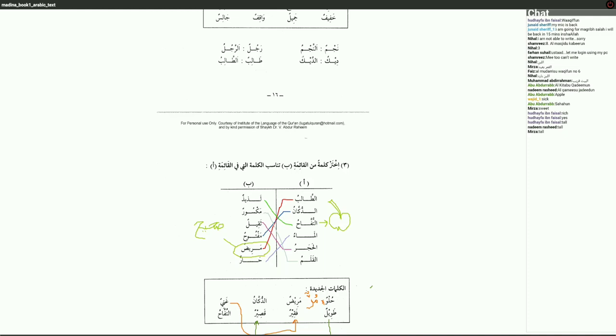Not kathirun. Not the other words, which means a lot. Pardon my handwriting, because of the mouse pad. Kathirun. This is different to qasirun. And you have at-tuffahu.